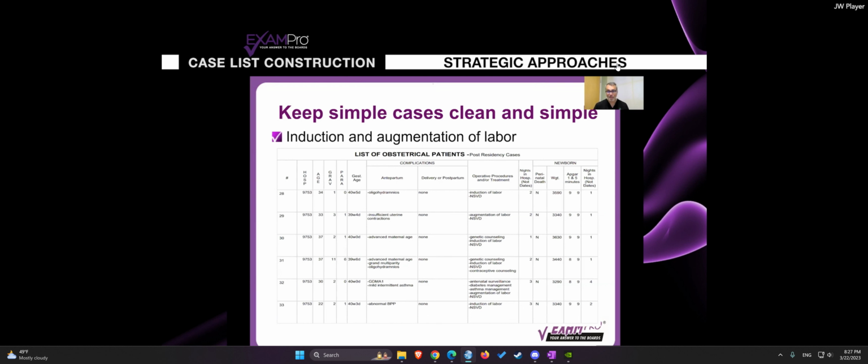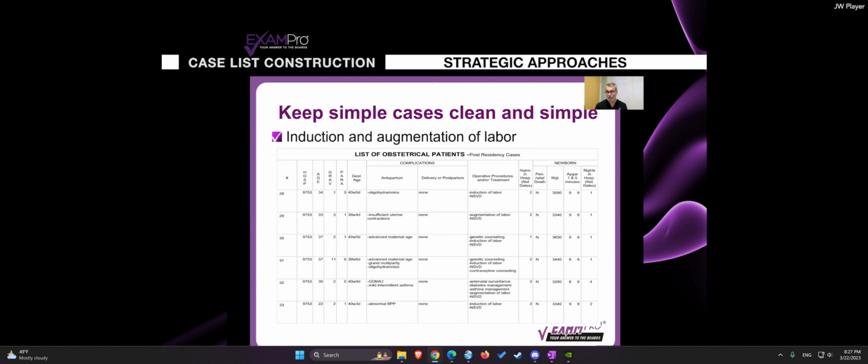Some cases are not clean and simple. If a patient had a prolonged induction and was in the hospital for 5 or 6 days, if the infant was in the hospital for 10 or 14 days, there's probably more to the story. And so we need to make sure that we include whatever information would explain the data that we have listed on the list. But many of these induction augmentation cases are very simple and straightforward, and I would encourage you to keep them clean and simple and be consistent in your terminology.